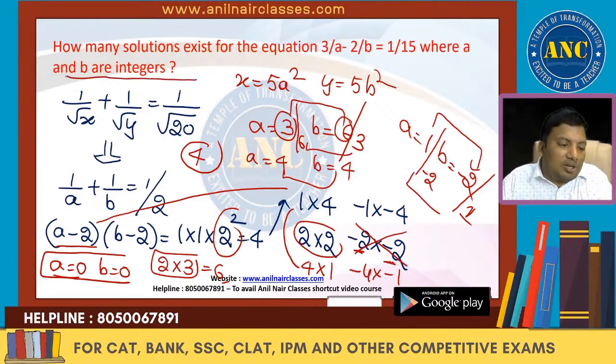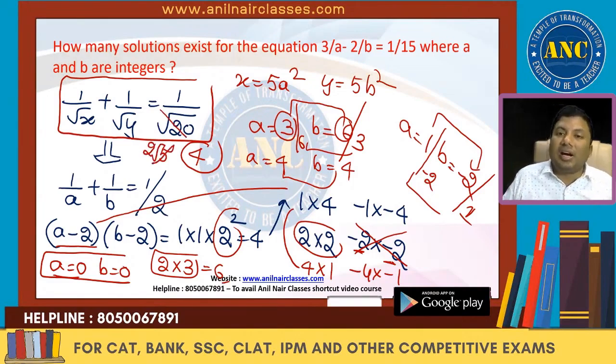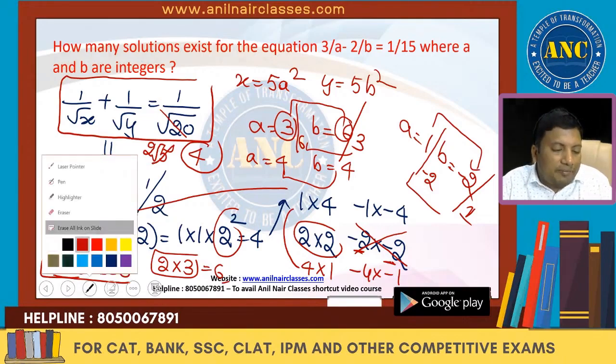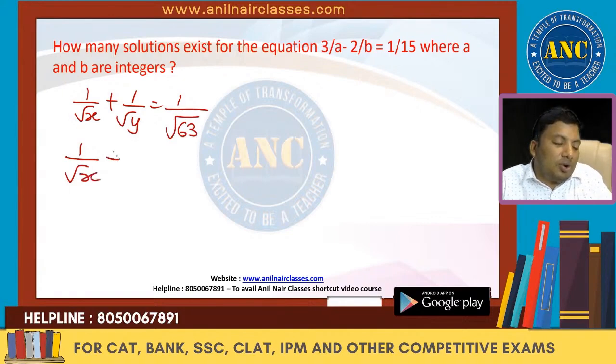Even if the question is of the form 1 by root X plus 1 by root Y equivalent to 1 by root 20, directly root 20 is 2 root 5. Eliminate the third and write down. In one of the mock questions, the question is like this. Many students thought this was a very difficult question. It is 1 by root 63. So directly you can write it as, once you know the logic, these are all easy questions.